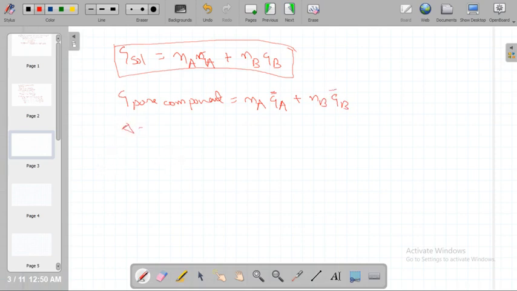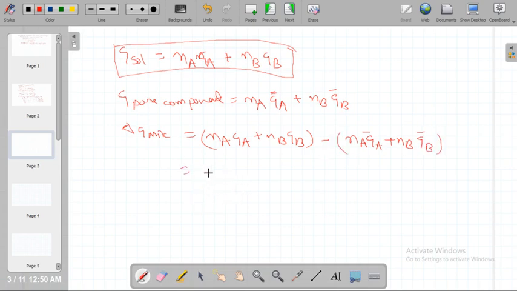So the Gibbs free energy of mixing equals the Gibbs free energy of the solution minus that of the pure components. So you will get Na Ga plus NP Gp minus Na Ga bar plus NP Gp bar.